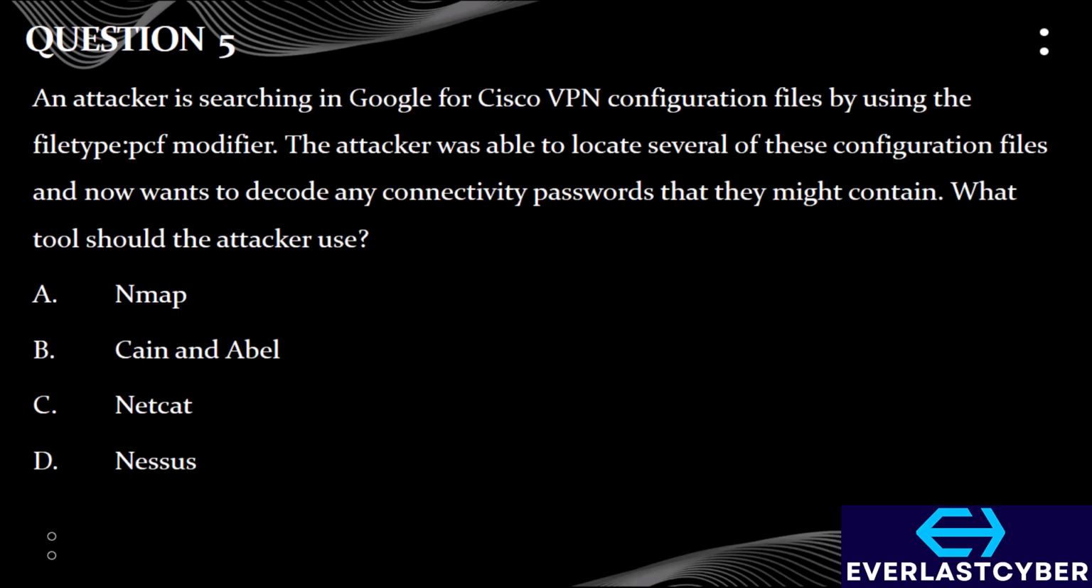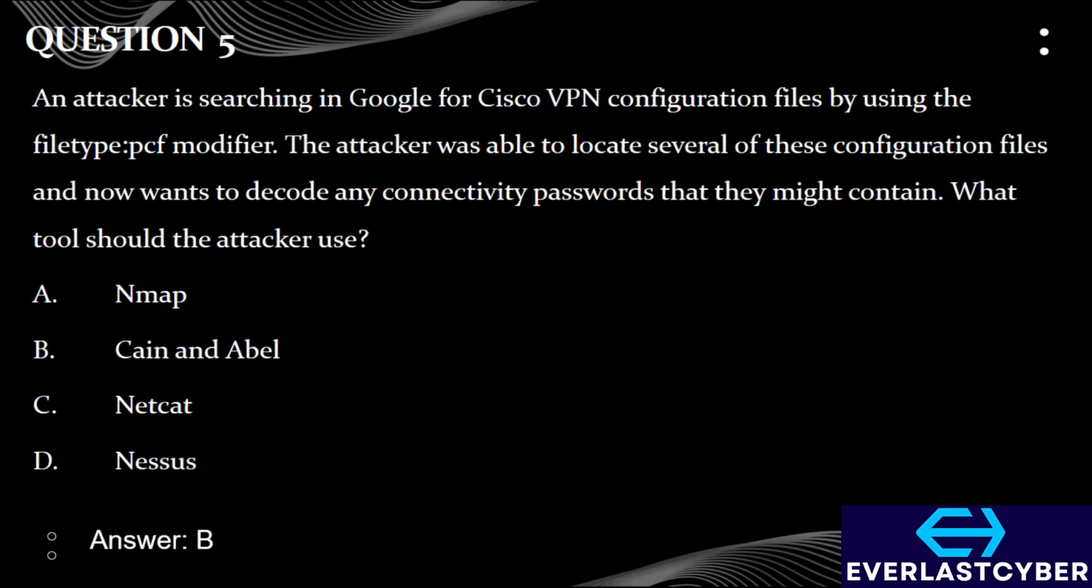Question 5. An attacker is searching in Google for Cisco VPN configuration files using the file type PCF modifier. The attacker was able to locate several of these configuration files and now wants to decode any connectivity passwords that they might contain. What tool should the attacker use? A. Nmap. B. Enable. C. Netcat. D. Nessus. For this, the answer we'll be going with is option B.